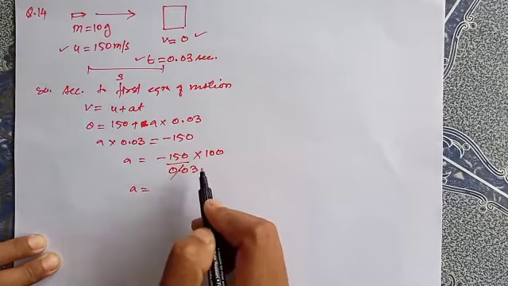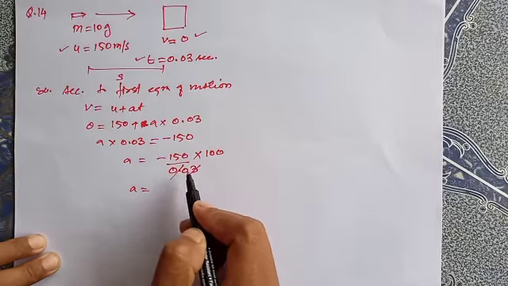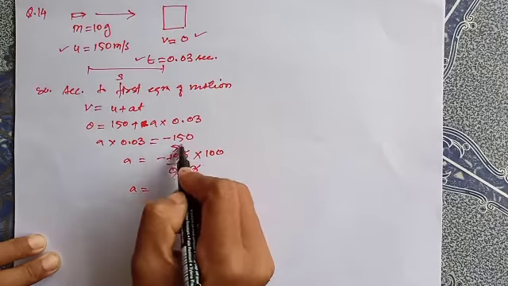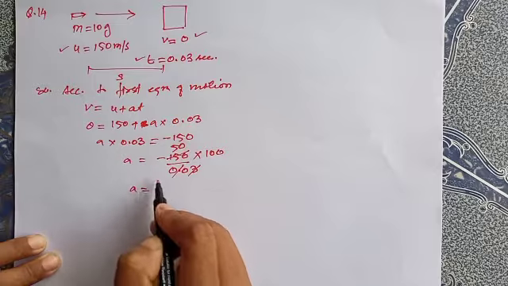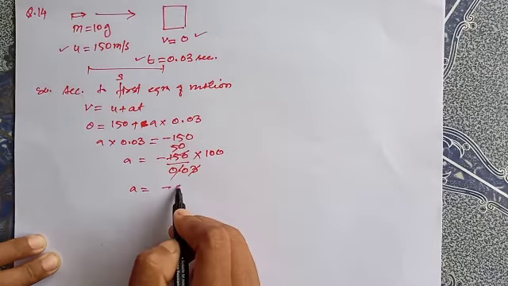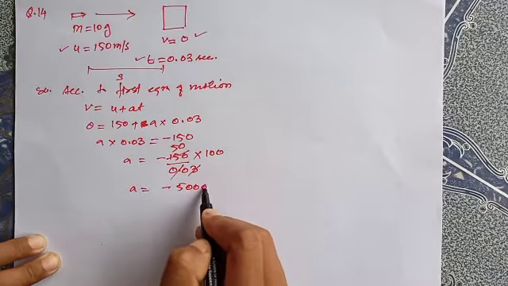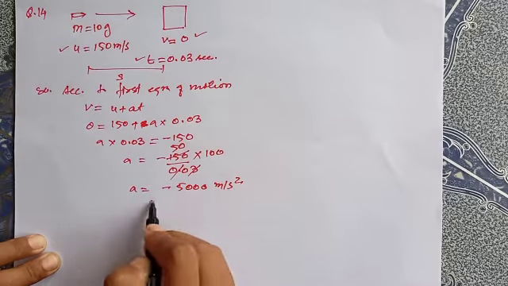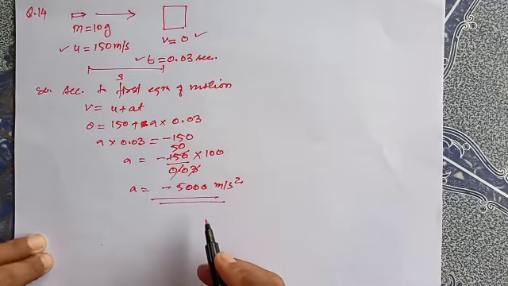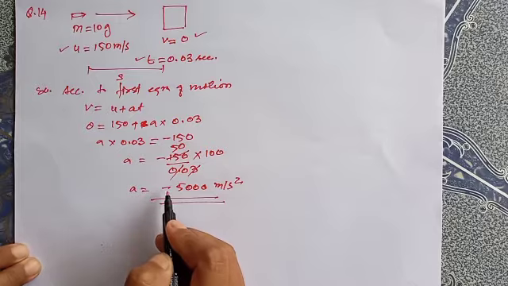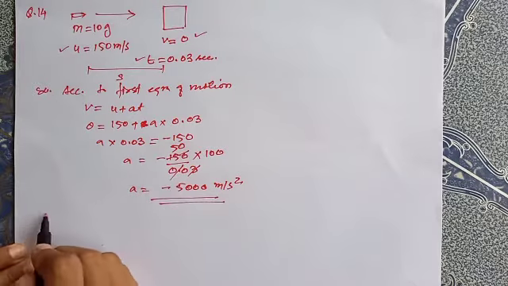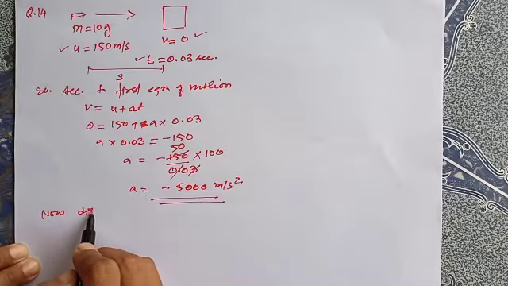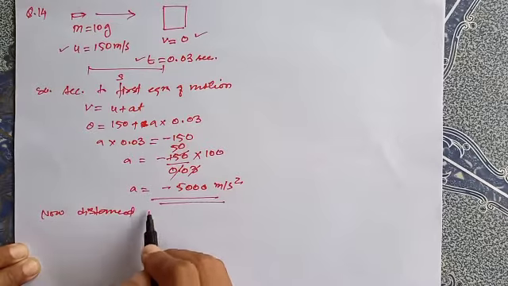So we can cancel 3 and 150 by 50 times. So the acceleration is 50 into 100, which is minus 5,000 meter per second square. So this is the acceleration. Now negative sign indicates that the velocity of the bullet is decreasing. Now we have to calculate the distance traveled.